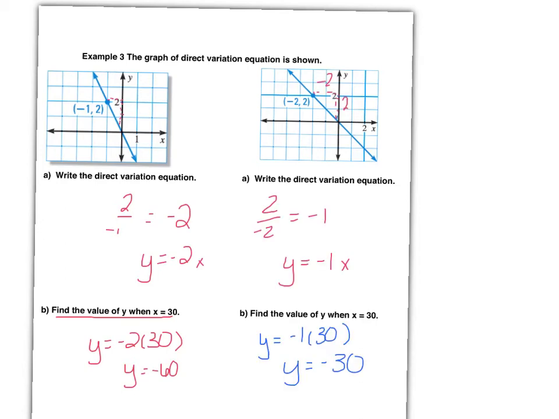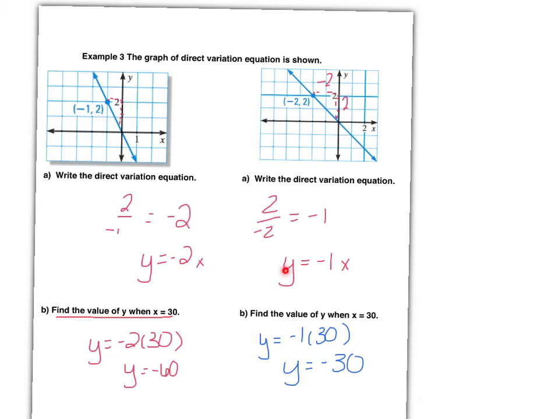So this problem, you guys, isn't much different. If you look up here at the picture, we go up 2, so I write positive 2 here, and then from that point we go left 2 to get our second point. So it's positive 2 over negative 2. When I evaluate that, I get negative 1. So my equation, I plug negative 1 in for a because that's my constant of variation. My equation is simply y equals negative 1x.